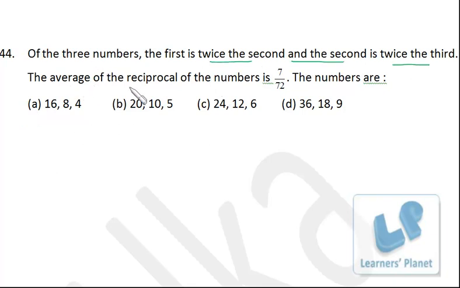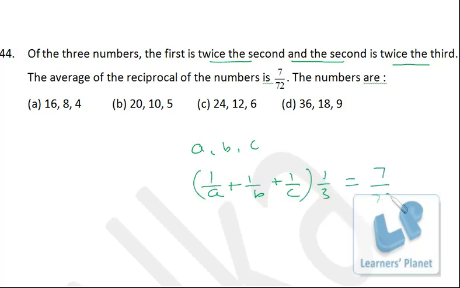So the next information: the average of the reciprocal of the numbers is 7 by 72. Now listen to me carefully. Sum of reciprocals must be 3 into average, right? Suppose the three numbers are A, B and C. So the sum of their reciprocals will be 1 upon A plus 1 upon B plus 1 upon C. And their average will be 1 by 3 of that, and that is actually 7 by 72. Right? That means the sum of their reciprocals must be 7 by 24.